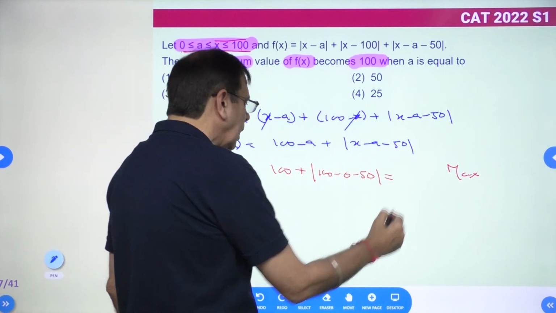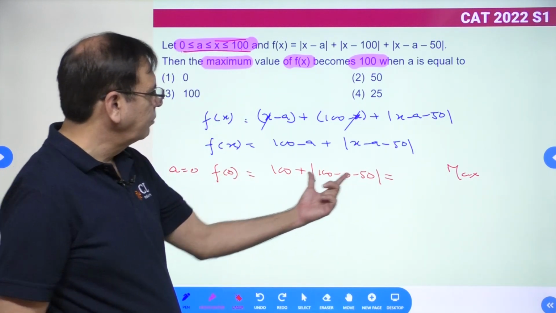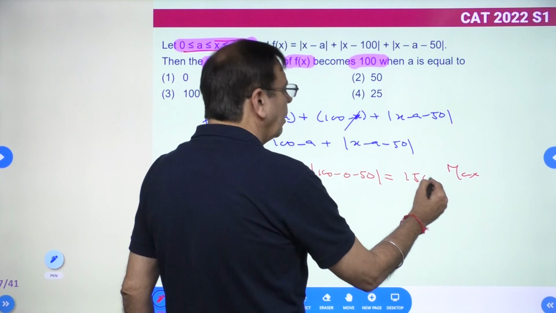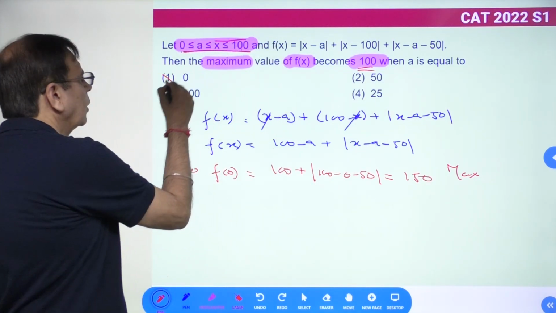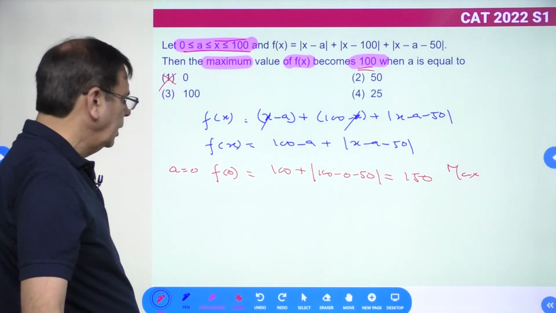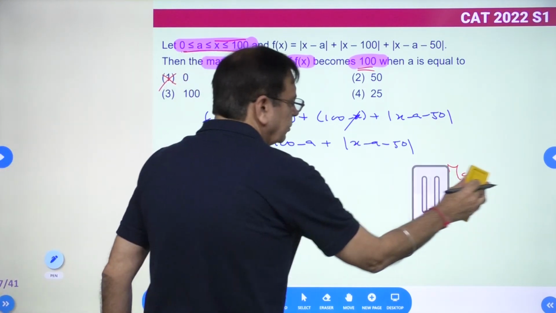So what is the maximum value out here? 100 minus 50, 50, this is equal to 150. So the maximum value is 150. We want the maximum value to be 100. That means 0 cannot be the correct answer. Okay. Let's look at the second case.